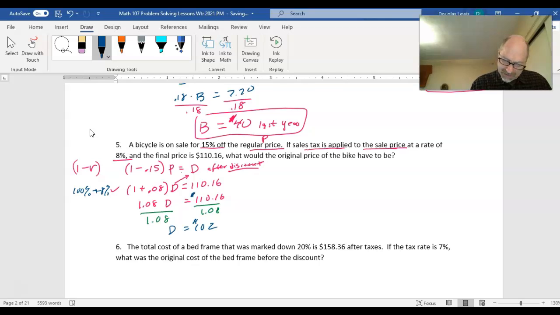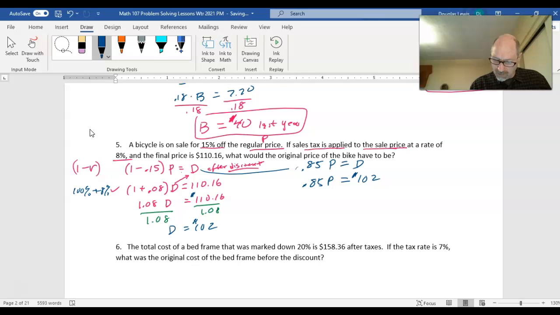Now when we come up here, we can plug this D into this equation. And of course, 1 minus 0.15 ends up being 0.85 times P is equal to our D. And so that D we know now, we solved, is $102.